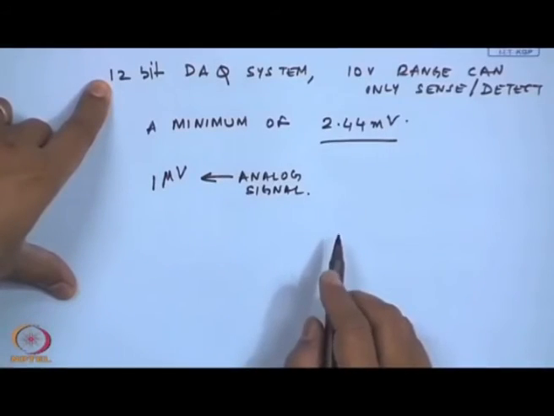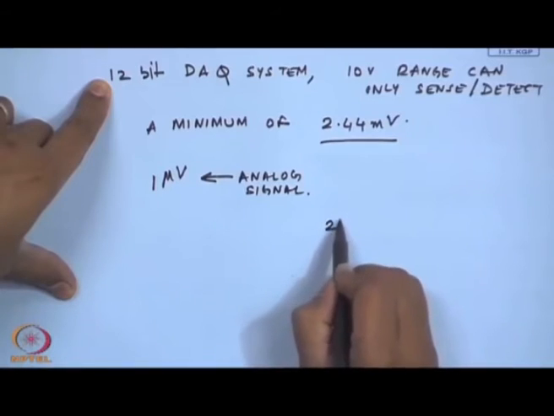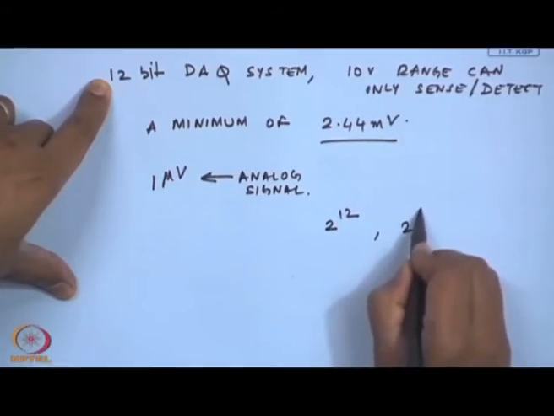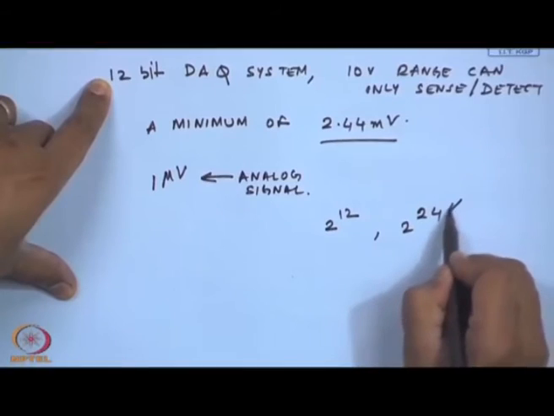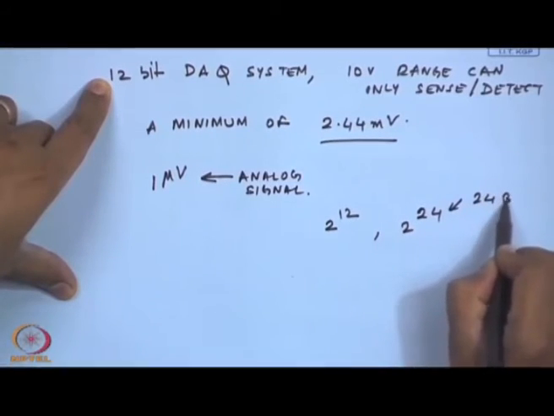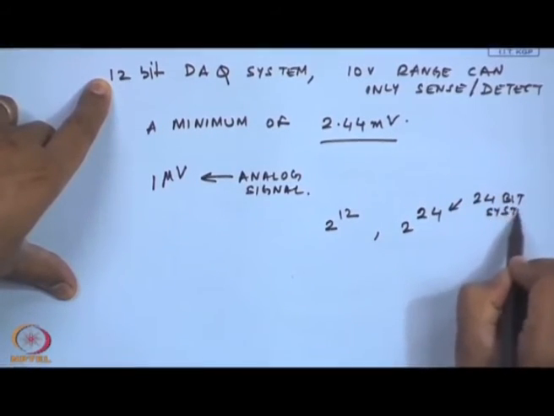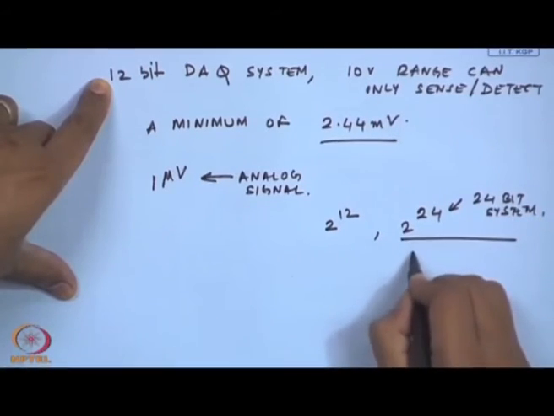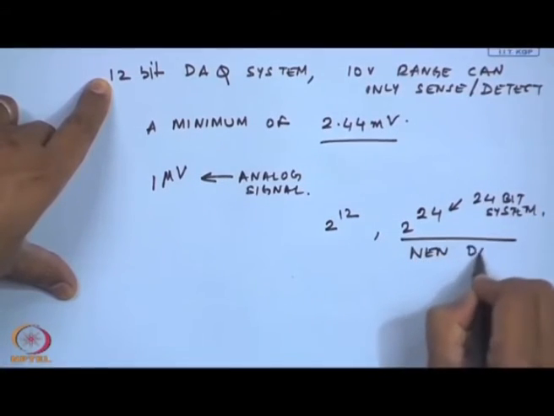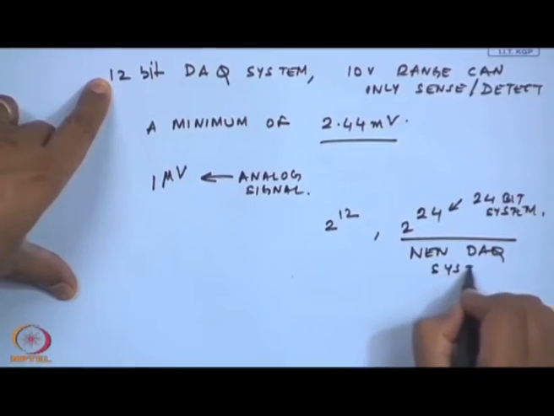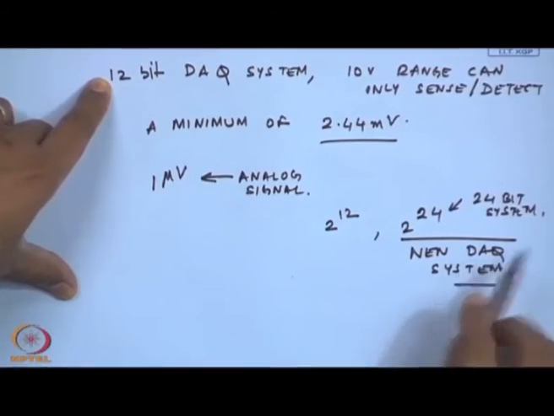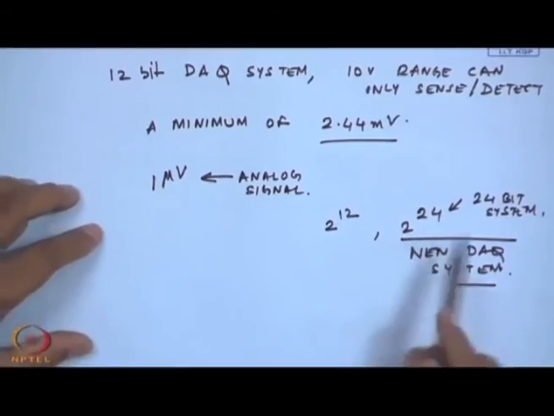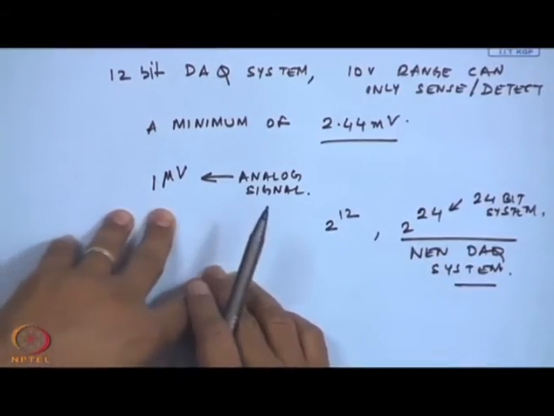There are a couple of ways we can do it. I can increase the bit size, instead of 2 to the power 12, I can make it 2 to the power 24 in a 24-bit system. That calls, of course, for new hardware, a new DAQ system. Sometimes that may not be possible, but nowadays 24-bit DAQ systems are available, and so to have good enough amplitude resolutions, I have to always increase the bit size.